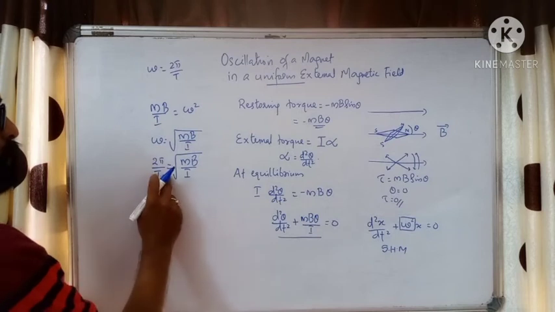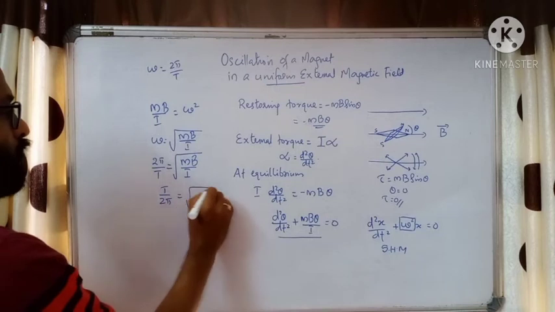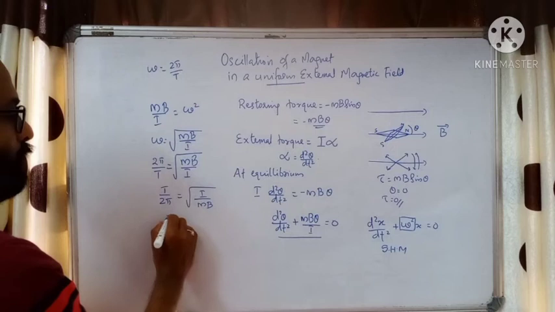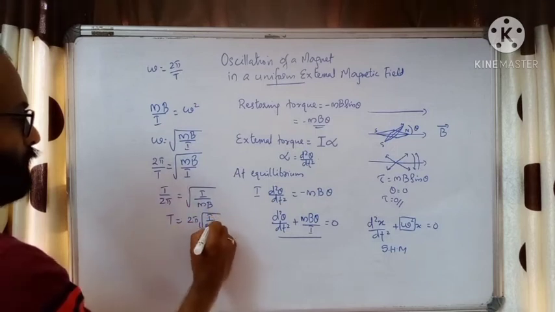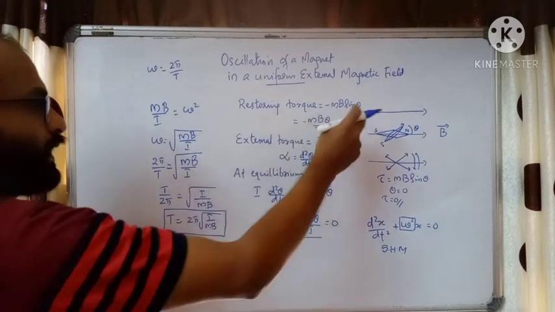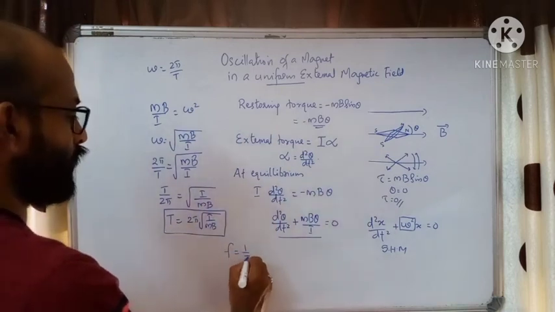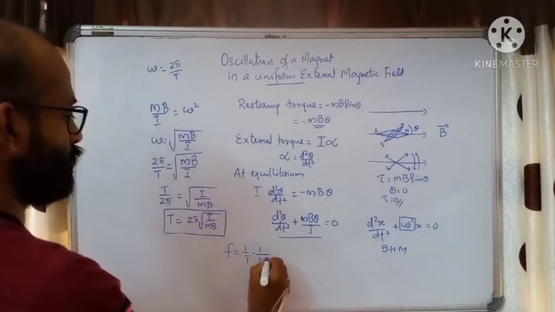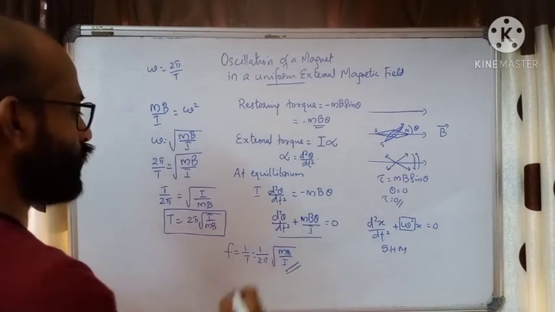Then what will be the time period? When you take the reciprocal, T by 2 pi is equal to square root of I by mB. Or if you want the time period, just cross multiply: T is equal to 2 pi root of I by mB. This is the equation for the time period of oscillation of the compass needle in an external magnetic field. If you want frequency, frequency is the reciprocal of time period. It will be equal to 1 by 2 pi, then square root of mB by I. This is the frequency of oscillation.